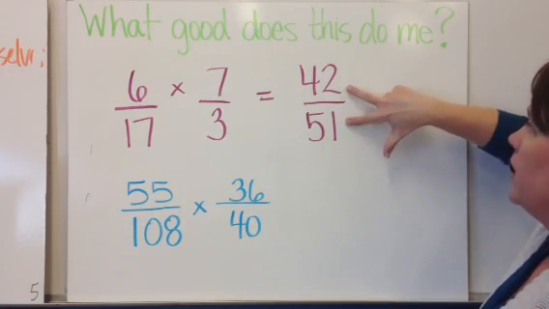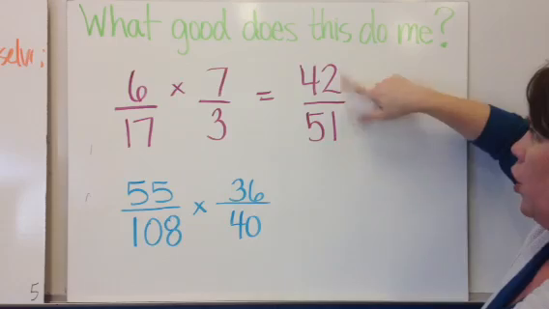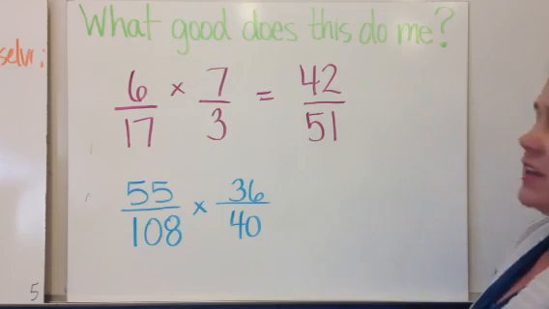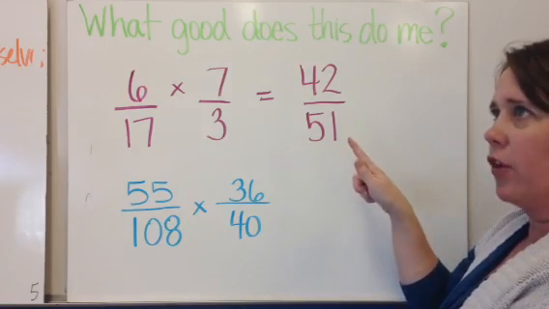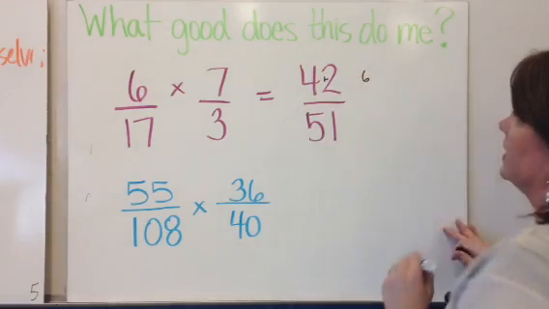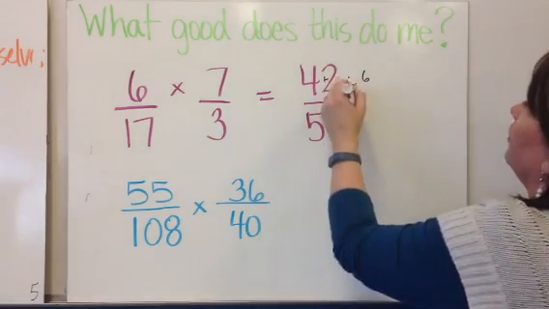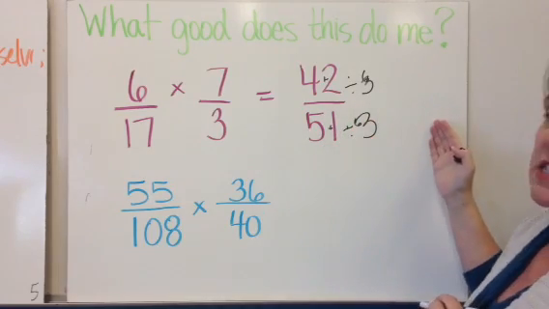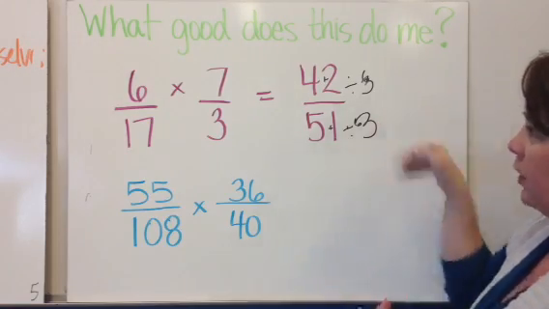I can say, does 2 go in? No, because they're not both even. Does 5 go in? No, because they don't both end in a 5 or a 0. Will 10 go in? No, because they don't both end in 0. How about the divisibility rule for 3? Well, I add the digits together and see if 3 goes in. 4 plus 2 is 6, and 3 goes into 6. 5 plus 1 is 6. 3 goes into 6, and so I know that I could divide the numerator and the denominator both by 3 to put this into simplest form, unless there's another factor greater than 3 that will go into both, and I don't believe there is in this case.